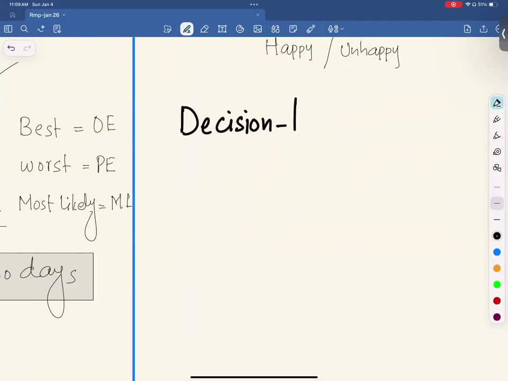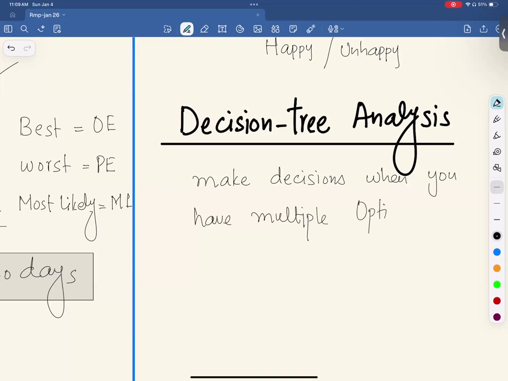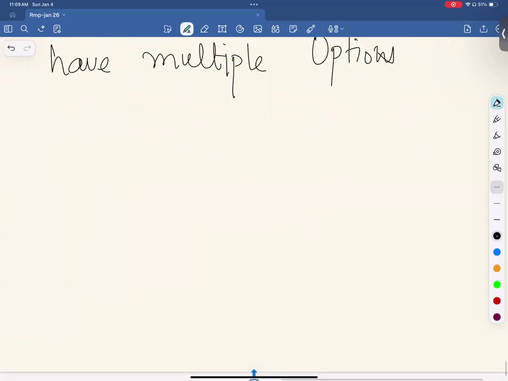And then we use decision tree analysis. Decision tree is used to make decisions under uncertainty, when you have alternatives or multiple options available, right? So how do we do that? We use expected monetary value for this. So quickly, let me do quick calculations here.